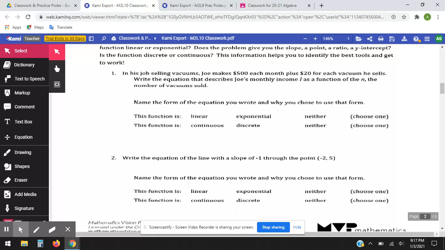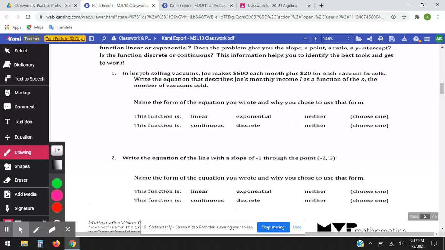So in his job selling vacuums, Joe makes $500. Just going to mark some of this information. $500 each month plus, it's a keyword there, $20 for each vacuum he sells. Write an equation that describes Joe's monthly income as a function of the number of vacuums sold.